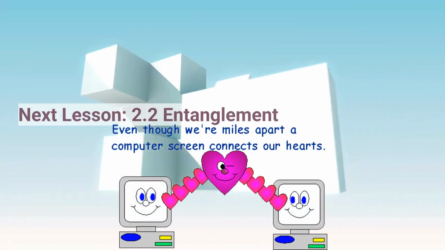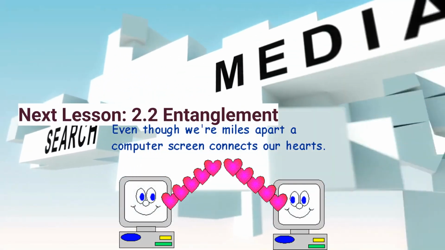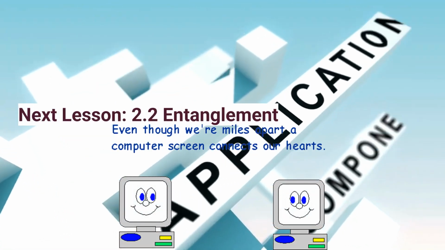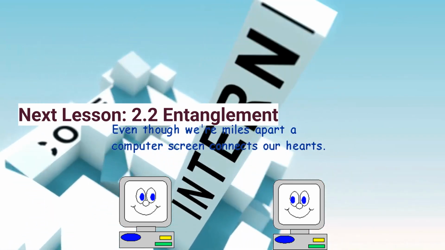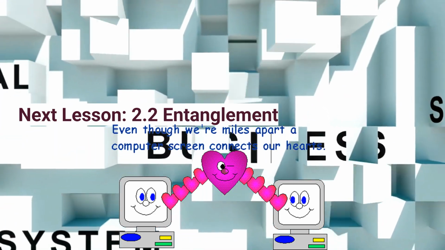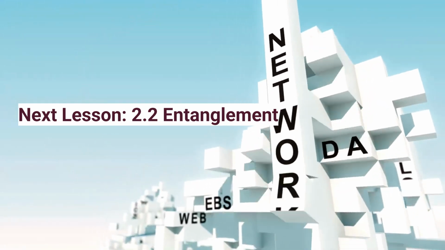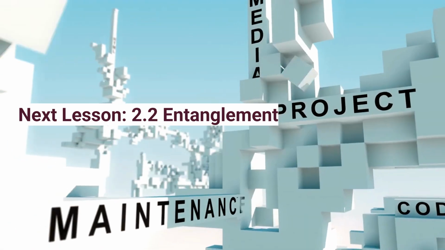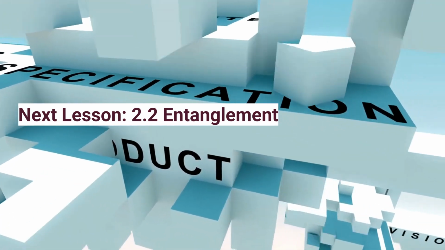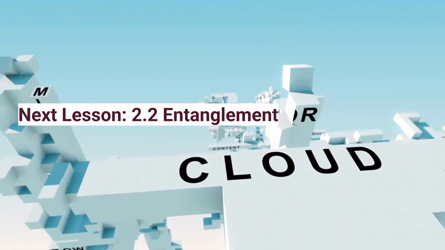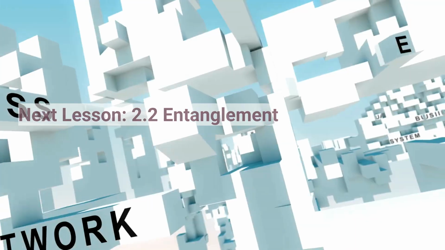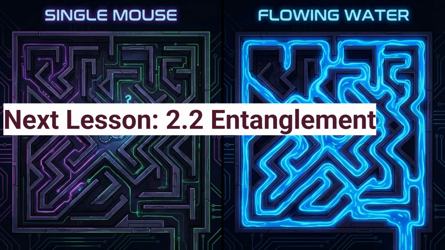But one spinning coin isn't enough to build a supercomputer. To do that, we need to make our spinning coins talk to each other. We need a way to link them so that if I touch this coin, that coin over there moves instantly. That is called entanglement, and it's what Einstein called spooky action at a distance. We'll decode that in the next lesson.